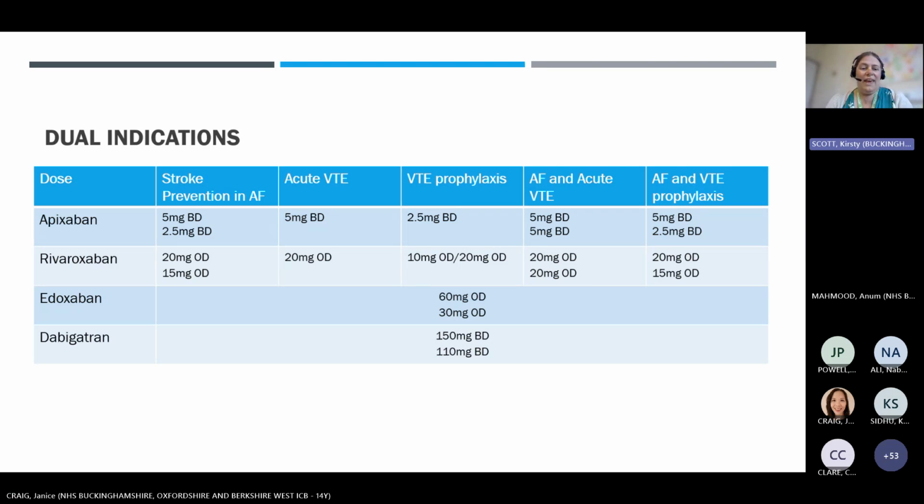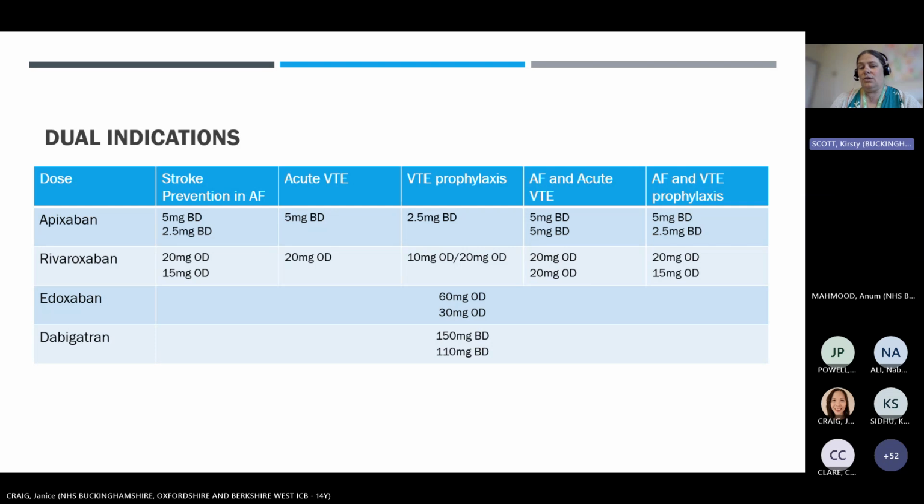So, stroke prevention in AF: apixaban, if they're on a 5 milligram dose, they don't need any dose reduction, you're wanting to start them on that. If they've had an acute VTE and they're in the treatment phase, then they would be on 5 milligrams twice a day also for their VTE. Now that's nice and easy. That means that certainly in the short term, they would be on 5 milligrams twice a day of apixaban for both AF and their acute VTE.